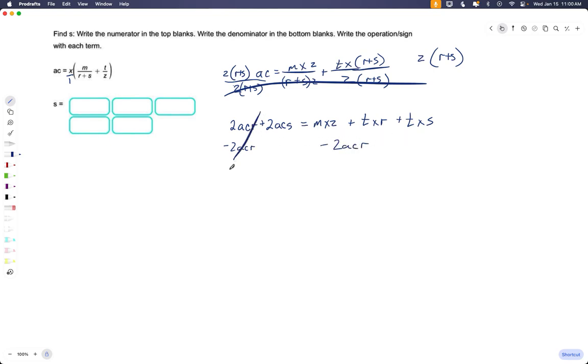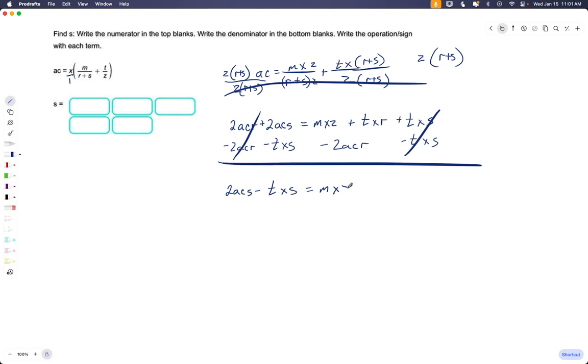That would cancel. And I'm going to take this one away from both sides. So then what I have is 2acs minus txs is equal to mxz plus txr minus 2acr. So you can see where this is going, right? We take the s out. We get 2ac minus tx is equal to everything on the other side. It follows the same pattern every single time, right?